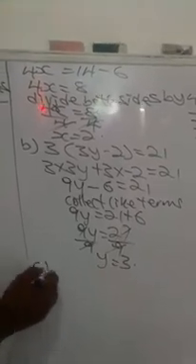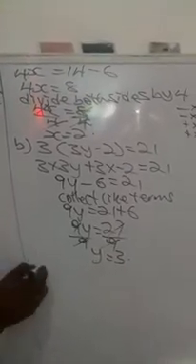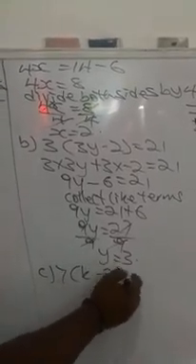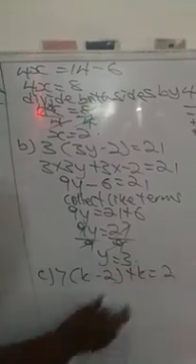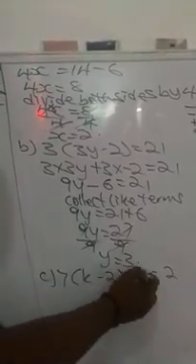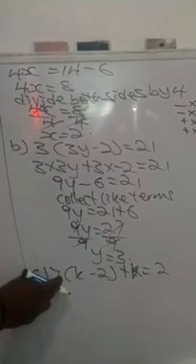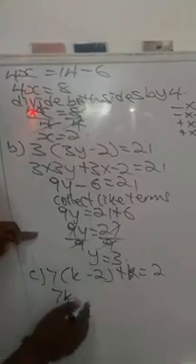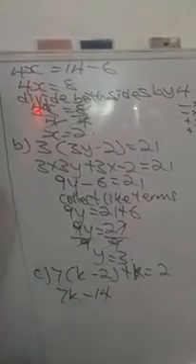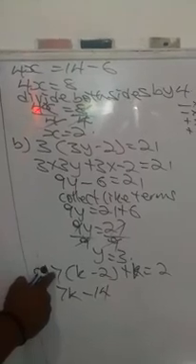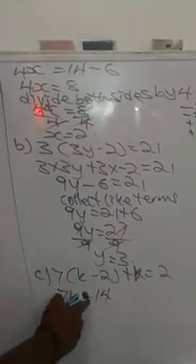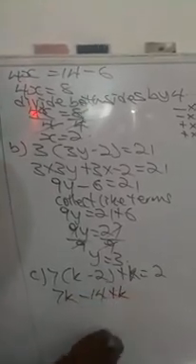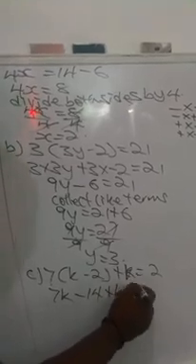Now the next example. We are having 7 bracket open, k minus 2, plus k equal to 2. Now note that this k is not in the bracket, so we're not multiplying it with the number outside. When we multiply now, 7 times k will give us 7k. 7 times this is going to give us minus 14. Now look at it. 7 is a positive number. Plus times minus will give us minus. 7 times 2 will give us 14, plus k, equal to 2.